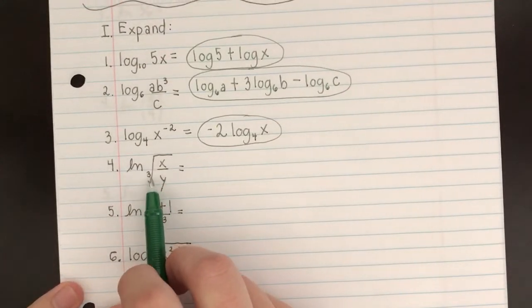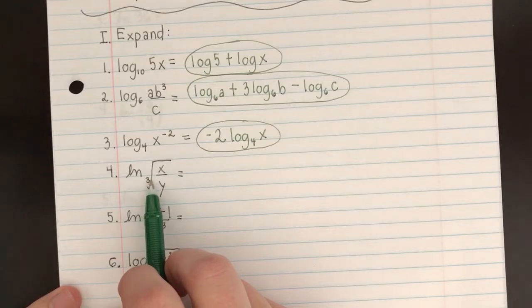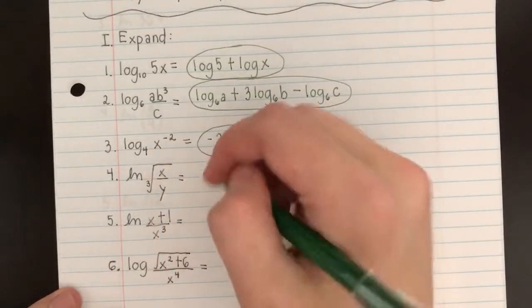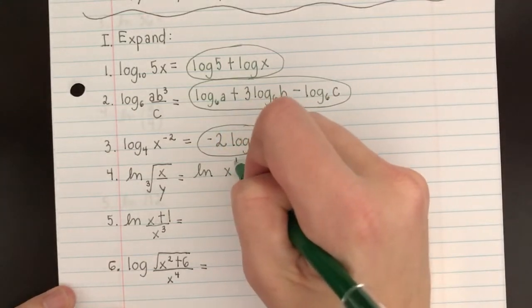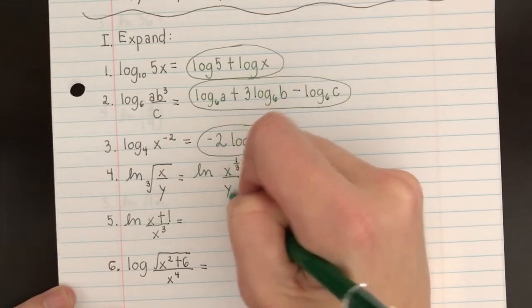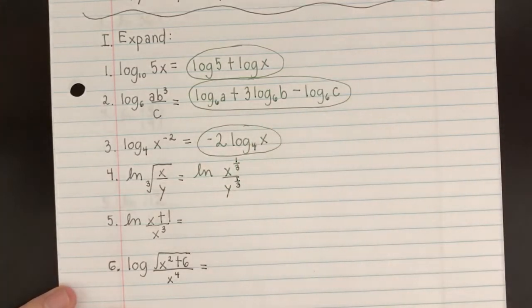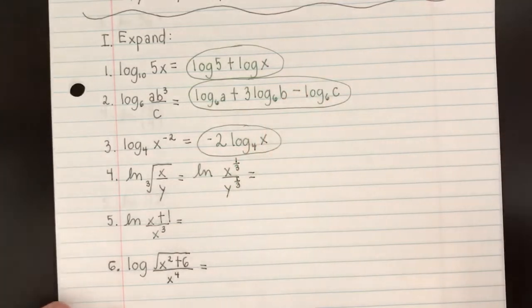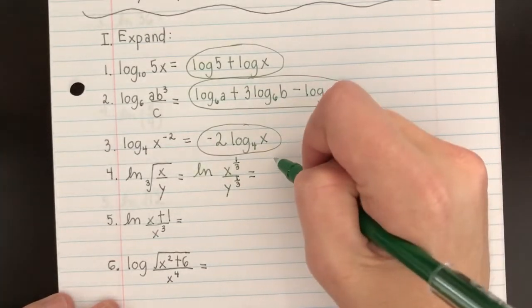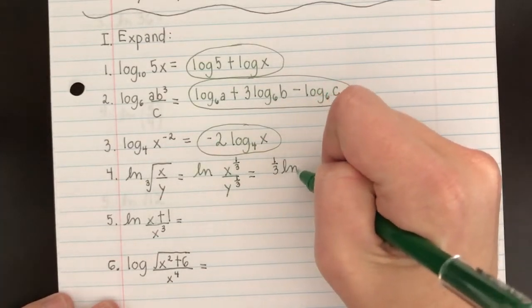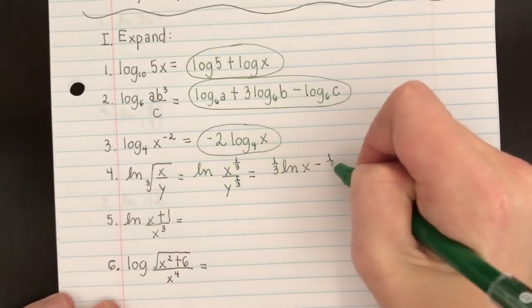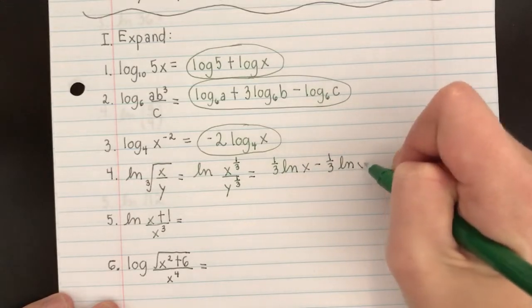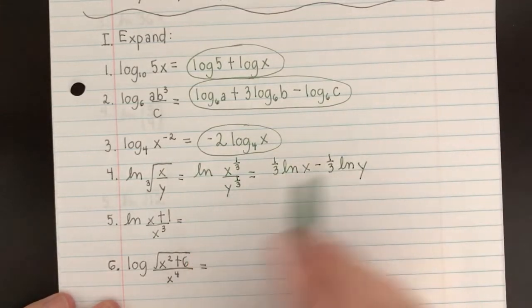On this one, you first want to convert that radical into a rational exponent like we did above. So this would be ln of x to the 1/3 over y to the 1/3. And then you're going to use your quotient and your power property. So you would have 1/3 ln of x, remember bring the powers in front, minus 1/3 ln of y, minus because the y is in the denominator.